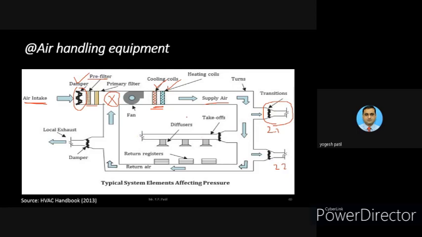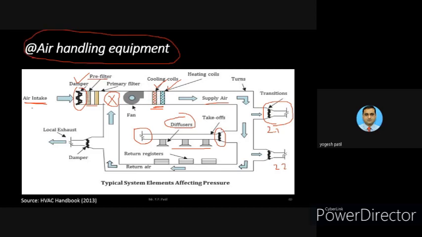There are diffusers also, and there is a damper over here for the diffusers. There are so many diffusers placed over here, and different types of mechanical controls are also mentioned. There are resistances also for the particular zones. So this is a generalized air handling equipment.